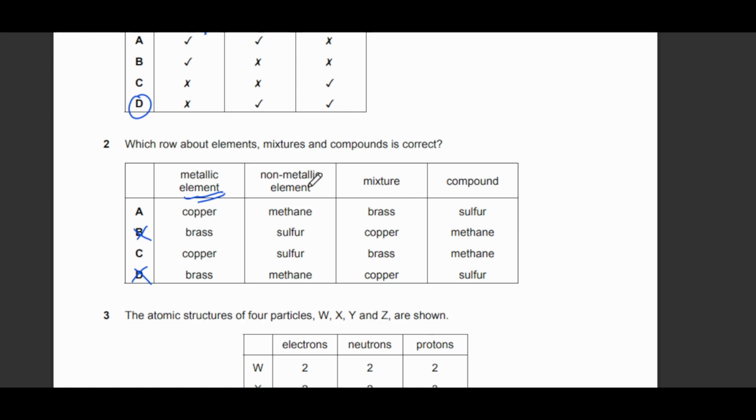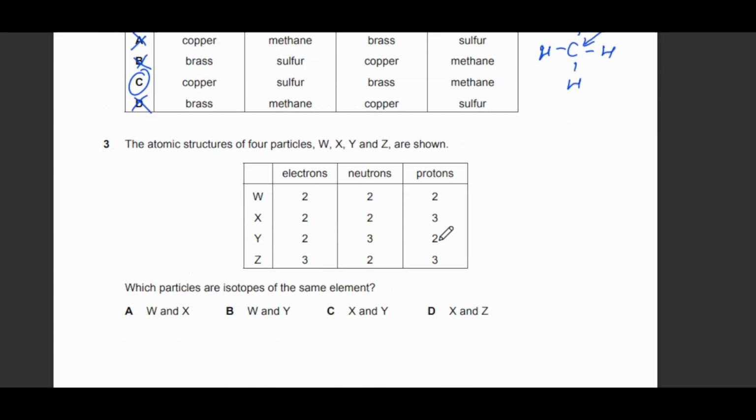Now next, non-metallic element. So comparing methane and sulfur, right? Methane is a compound. What methane looks like is it kind of looks like CH. This is what methane looks like, right? It is not an element because it contains two elements, right? It has hydrogen, which is one element, and it has carbon, which is another element. So therefore, the answer is not A. Therefore, you're left with C, right? So we can continue on just to double check. So mixture, brass, yes, brass is a mixture of two elements, right? And compound, finally, is methane. Methane is a compound.